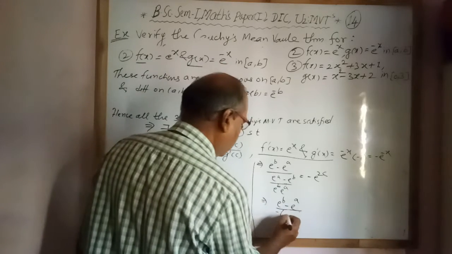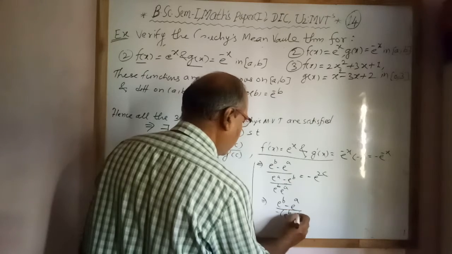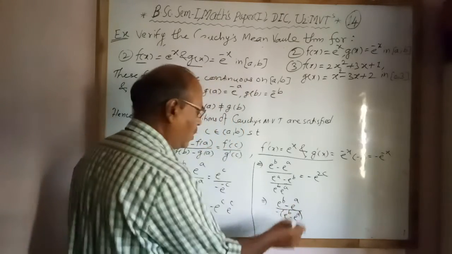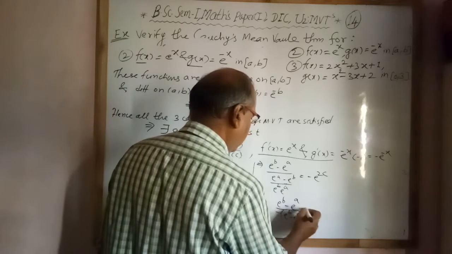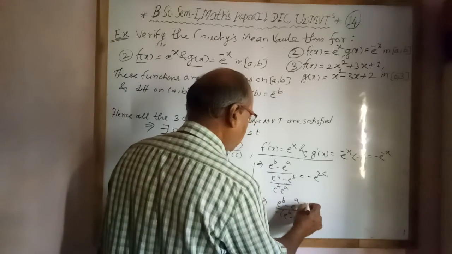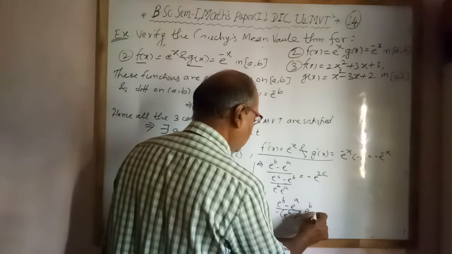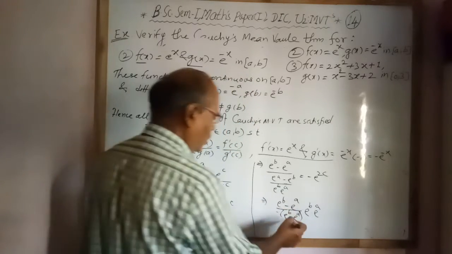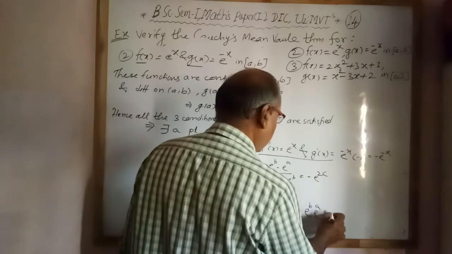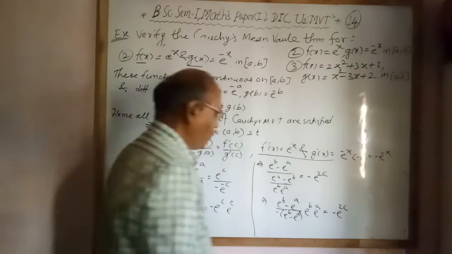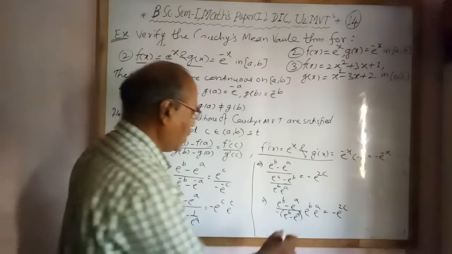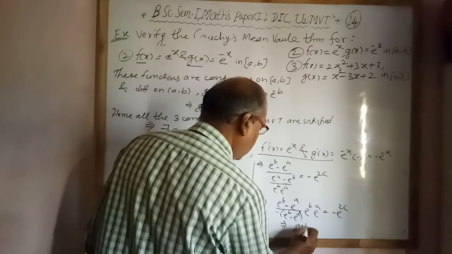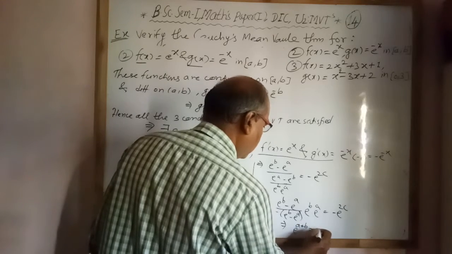If we take minus common, here we get e to the power b minus e to the power a. Now 1 upon this, in the numerator we get e to the power b into e to the power a. Now this gets cancelled, equal to minus e to the power twice c. Again cancelling the minus sign from both sides, we have addition of indices, we get e to the power a plus b equal to e to the power twice c.